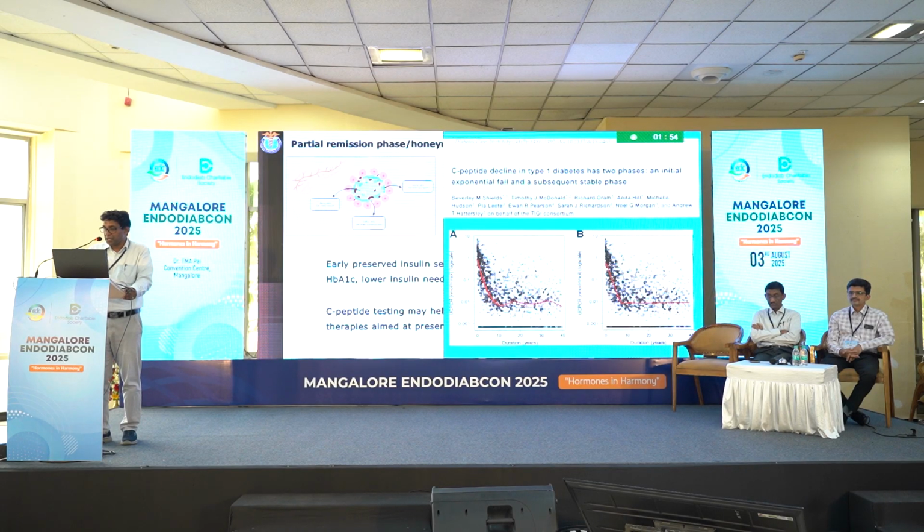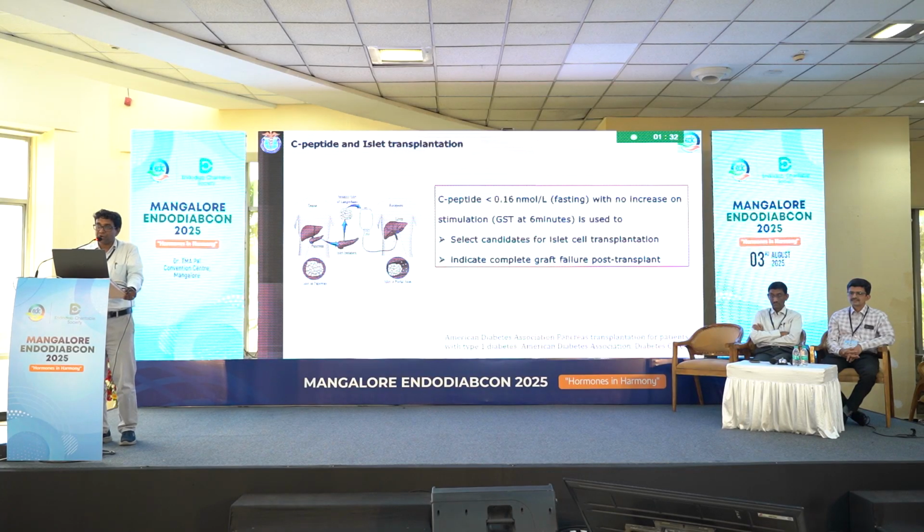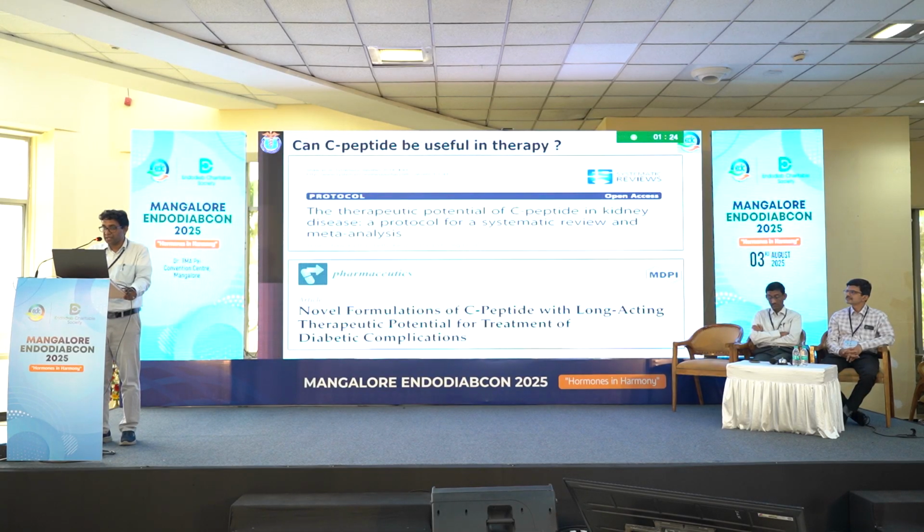This landmark study by Shields actually shows a biphasic response to the C-peptide, where there's a drastic fall for the first 7 years after diagnosis in type 1, and after that they tend to plateau out. So it is the initial phase where you have the maximum loss of C-peptide in type 1 diabetes. Islet cell transplants, again, documented C-peptide of less than 0.1 or 0.16 is mandatory to start or to consider a patient for islet cell transplantation.